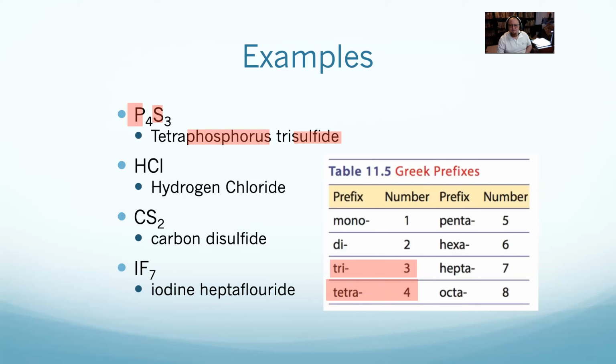Any questions here? In some ways, the nonmetals are easier than the metals, because if I tell you you have iodine heptafluoride, you know the formula. For a metal mixed with a nonmetal, you're going to have to do some work to know the formula, which we're going to come back to next chapter. Okay.